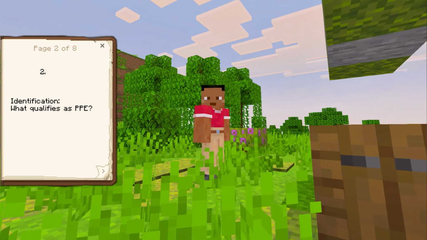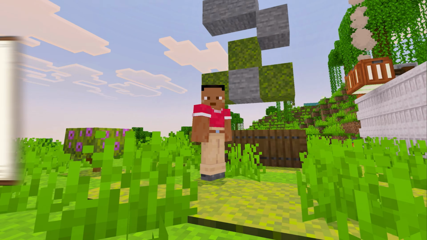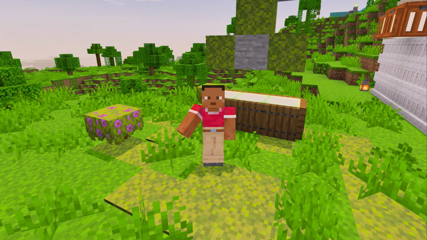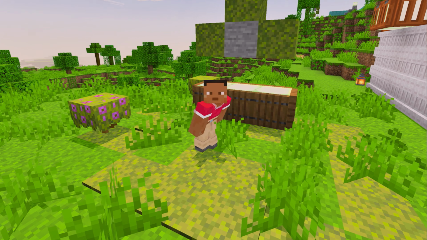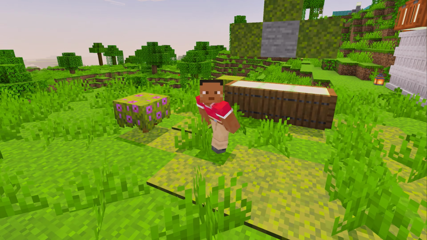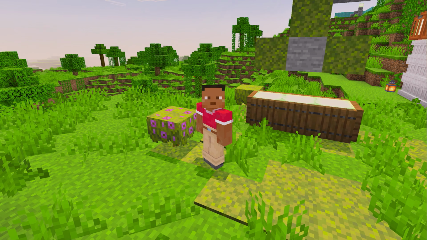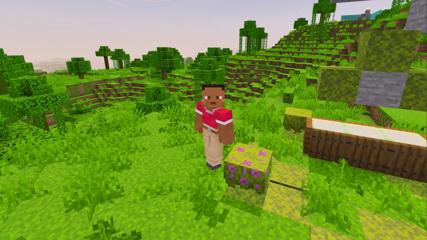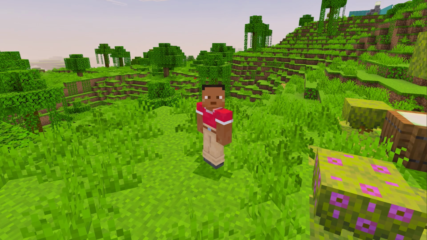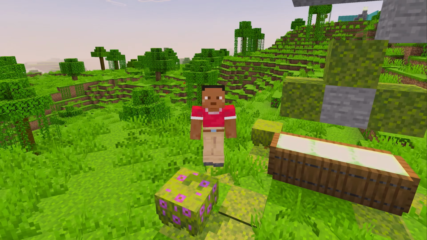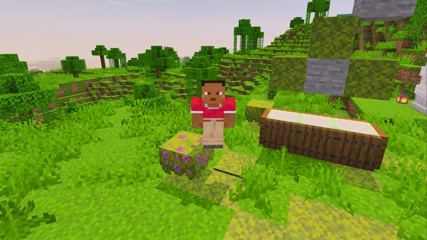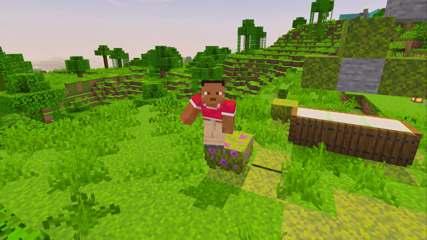Identification. What qualifies as PPE? Property, plant, and equipment are tangible assets. They are held for use in the production or supply of goods or services, for rental to others, or for administrative purposes. In addition, the asset must be expected to be used for more than one accounting period, so essentially more than 1 year. All four elements matter.